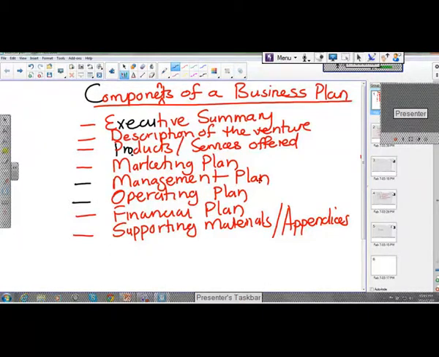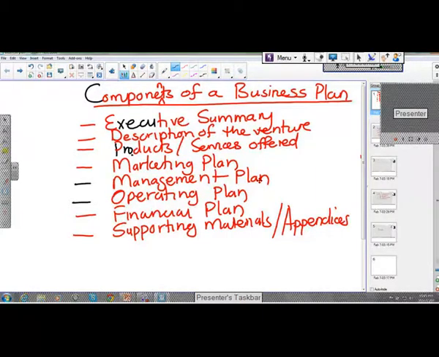You tell us your marketing plan. How do you intend to market your business? How would people know that you exist? What method are you going to use to market your business? Who are you going to use? Where are you going to market? And how often? All those questions need to be answered.